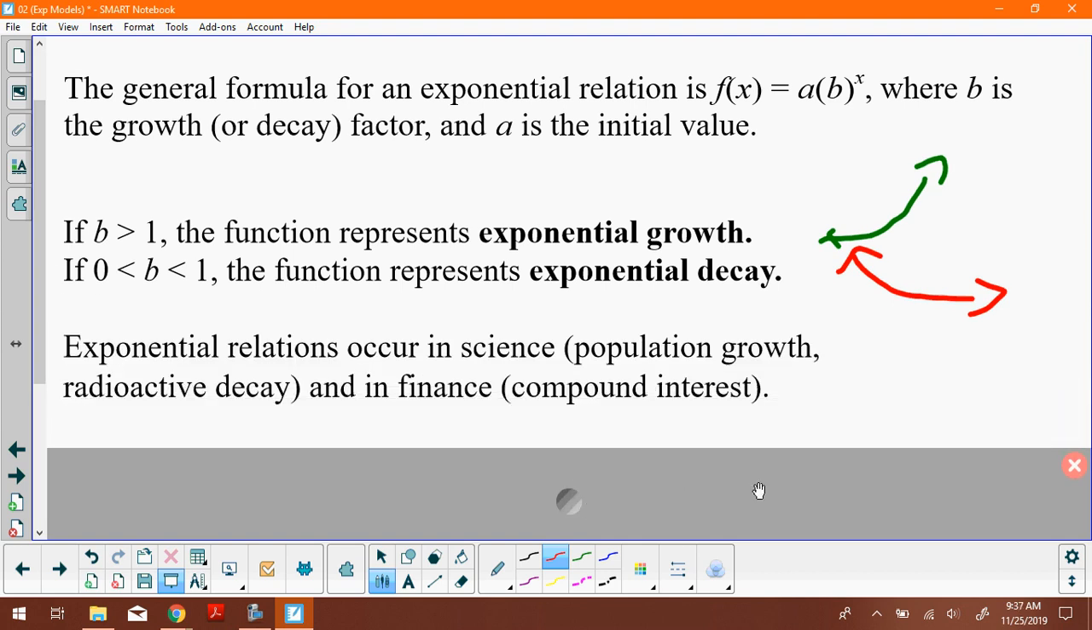There are a lot of different places where exponential growth and decay occurs. From some science applications, like population growth, which is often modeled by a percent change. So that's an exponential relation. Radioactive decay: if you studied half-life in a chemistry or physics class, that's an exponential relationship. It comes up in finance, so compound interest and annuities. When you did that in the grade 11 course, those were examples of exponential relationships as well.